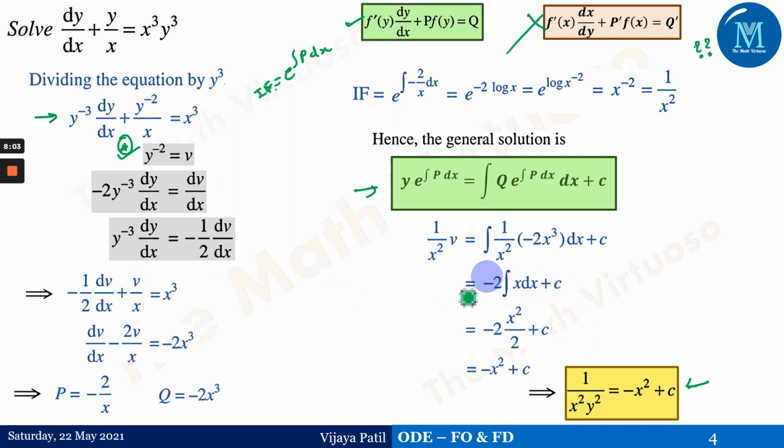And if you observe here, everything we have taken out, because in this particular step it's 1 upon x square into v. But what is v? v is nothing but y to the power minus 2, and that is what we have done. And the final answer needs to be in terms of x and y only. That means the variable which they have given you in the example, the same should reflect in the answer, because we have replaced this v as 1 upon y square here in the LHS.